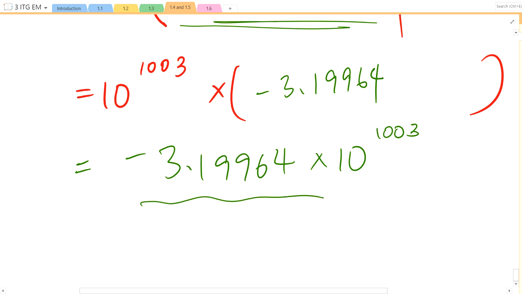Yes or no? Why not? Do I need to round off? Who thinks I should round off this number? Who thinks I shouldn't round off this number? Okay, majority feel that you do not need to round off because it is exact. It is not a number that goes on and on forever and ever. So there's no requirement to round off. It is exact, write down the exact value.